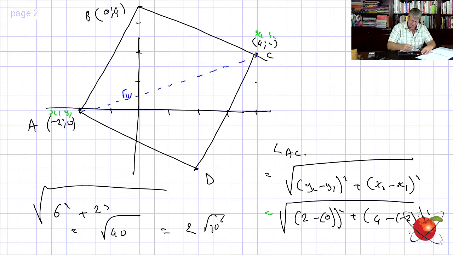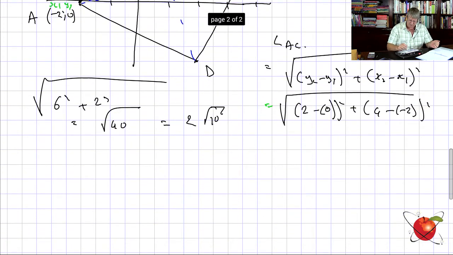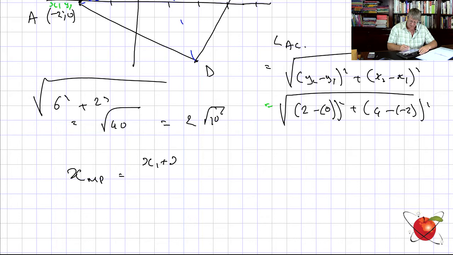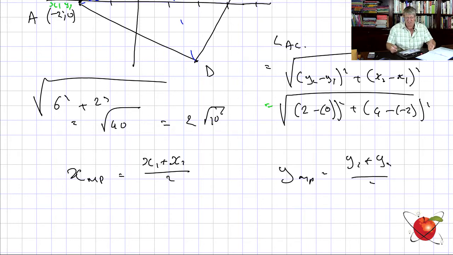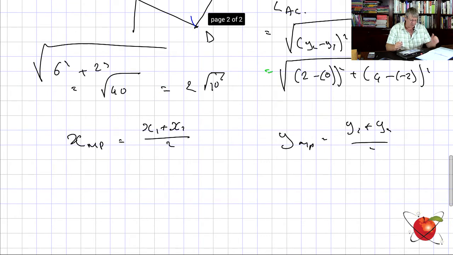Now they want us to find the coordinates of the midpoint of BD. So that's a midpoint of BD, isn't it? Remember, they haven't told us anything about A, B, C, D. Is it a rhombus, a parallelogram, or what is it? We don't know. So the x of the midpoint is equal to x1 plus x2 over 2. The y of the midpoint is equal to y1 plus y2 over 2. That's essentially the average of the x and the average of the y, isn't it? I haven't covered that in the derivation, but it's pretty obvious.